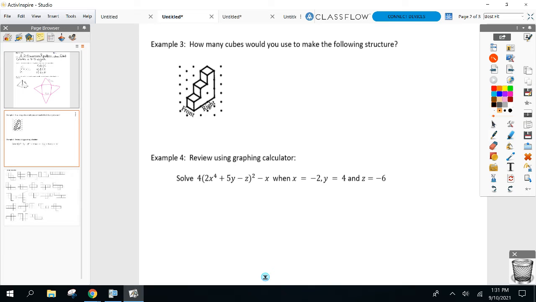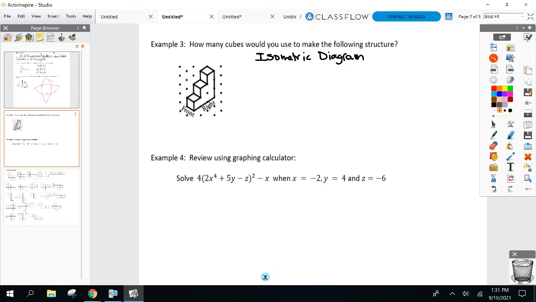Anybody ever seen these with the dots before? These type of drawings? Remember what they were called? Just throwing that out. Oh, go ahead. The isometric. Good job. I was going to say the other honors class got it. Just putting that pressure on you. But yes, isometric diagram, where I use the dots to help me out.